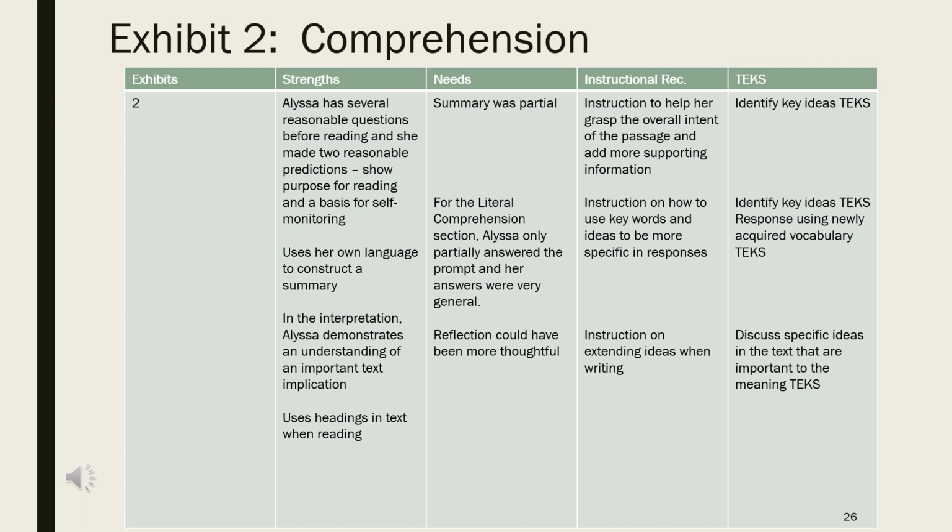And then the last one, so for her more thoughtful reflection, I think she could use some instruction on extending her ideas when writing. And specifically for this one, extending her ideas when she's writing about what she's reading. And so this would be under the response skills strand to discuss specific ideas in the text that are important to the meaning.